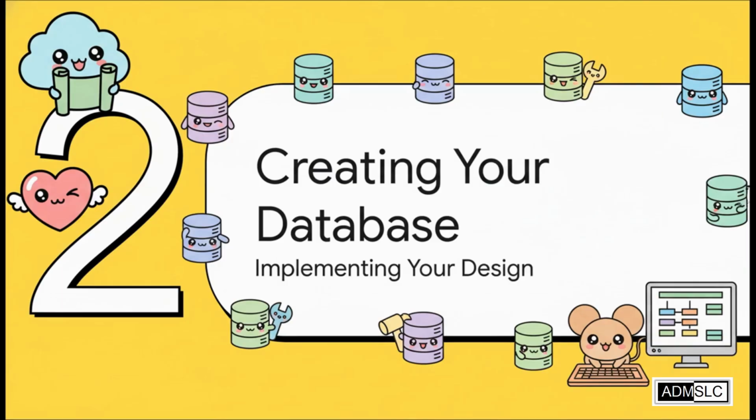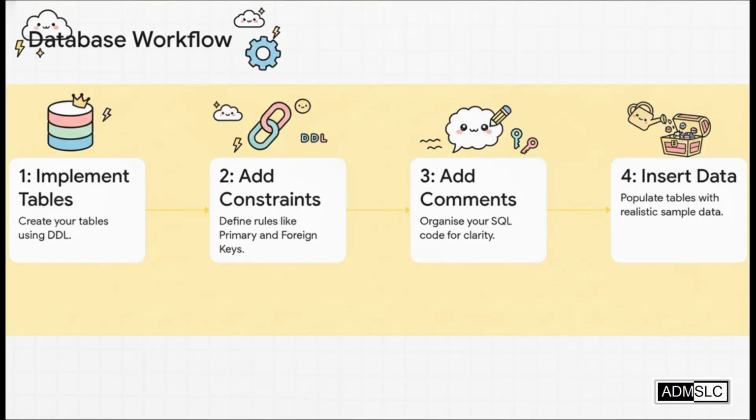Section 2, creating your database. Okay, now for the fun part, getting hands-on. We're moving away from theory and diving straight into practice, building out your database structure right inside MySQL Workbench. Your process here really boils down to 4 main steps. First, you're going to use DDL, that's Data Definition Language, to create your tables. Second, you'll add your constraints. These are the rules that keep your data clean and consistent. Third, just pop in some brief SQL comments to explain what you're doing. And last but not least, you need to add some realistic sample data, at least 5 rows for each table, because a database without data is just an empty box, right?